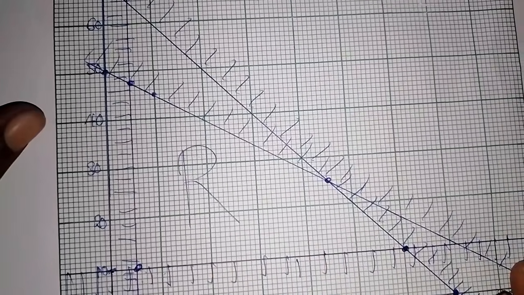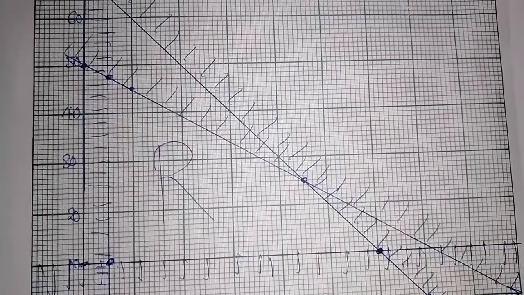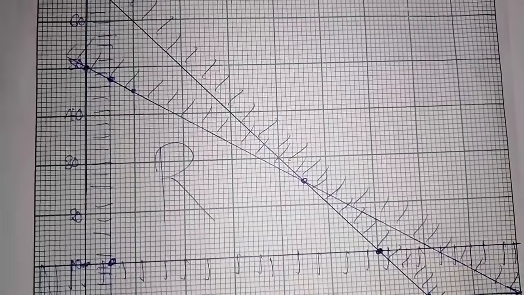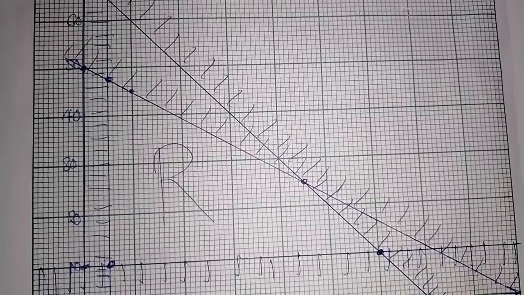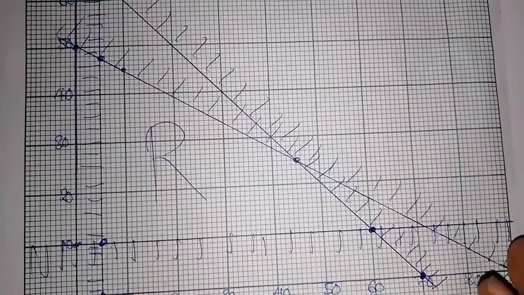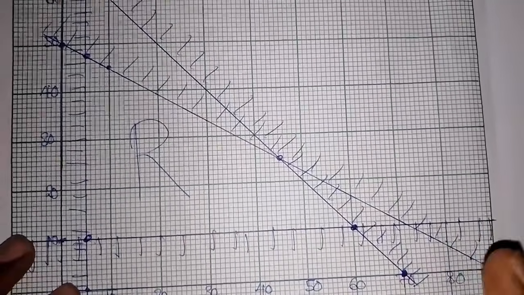Have you seen? This is how you are supposed to answer this question. So after answering this question, have you seen how you have done this? With this, they will give you 8 marks. So you proceed now.